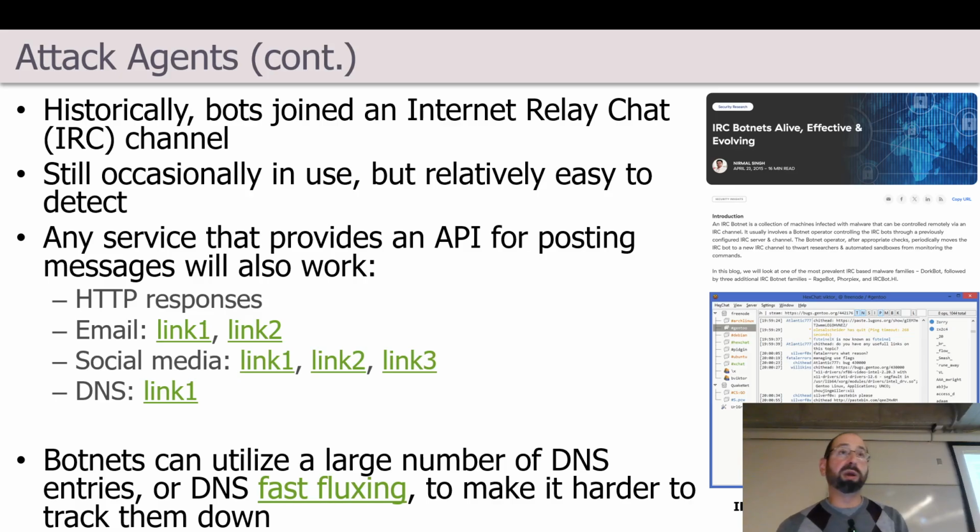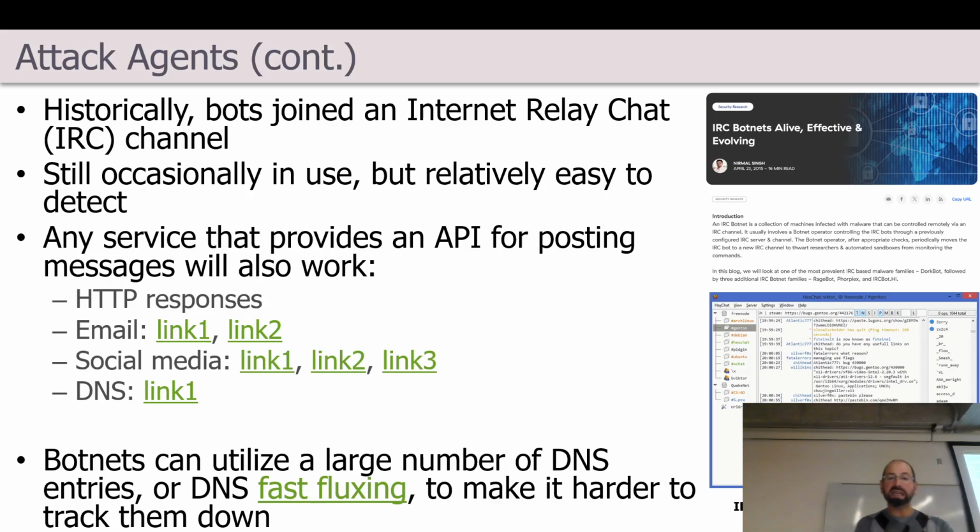The idea is that there'd be a particular IRC server that would be used to provide a series of commands. To someone who just happened to be looking at the channel, it would either be some sort of obfuscated code words or just random garbage. It's still apparently occasionally in use, but can be relatively easy to detect because it uses a particular network protocol that can be detected and then potentially shut down. But ultimately, any service that provides an API can be used as command and control.